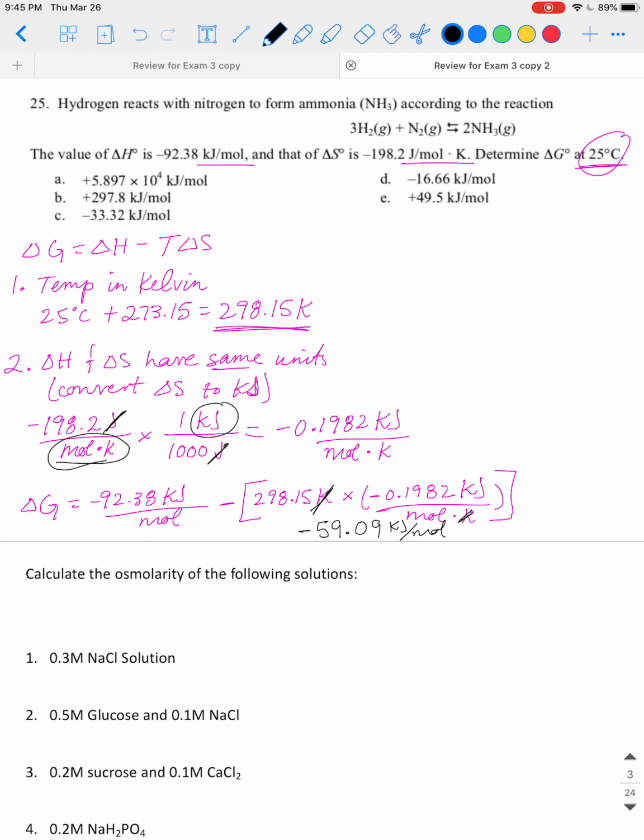Okay, so that's when you solve for everything in the brackets, but we still have this delta H term here. So we've got to subtract these things now. So now we have negative 92.38 kilojoules per mole minus negative 59.09 kilojoules per mole. And minus negative makes this into a positive.